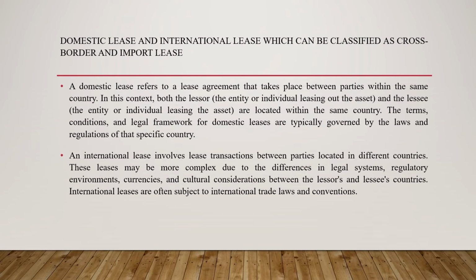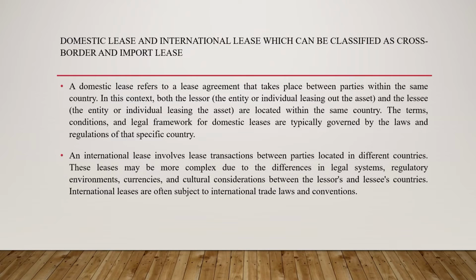Now coming to the next category, that is domestic lease and international lease, which can also be classified as cross-border and import lease. These terms are used to differentiate between the lease arrangements that occur within a country's border and those that involve parties from different countries. These distinctions are important due to the potential variations in the legal, regulatory, and economic factors across different jurisdictions. Let's explore each of these lease types.